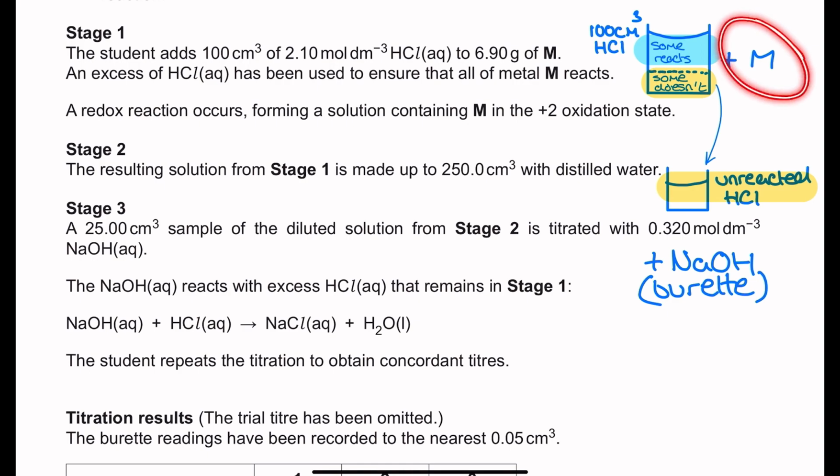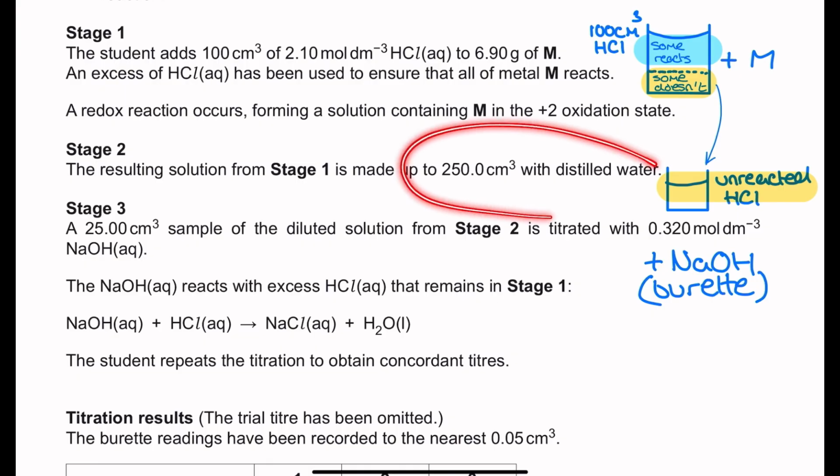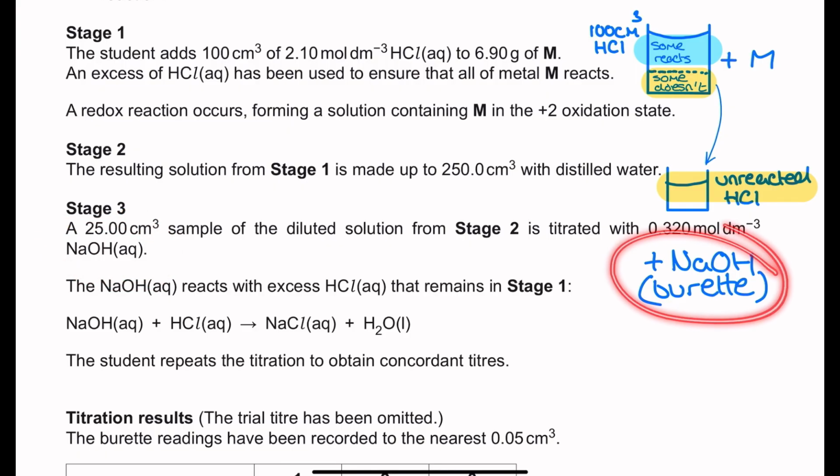We've got 6.9 grams of metal M being added to a 100 centimetre cubed solution of HCl. Not all of the moles of HCl react. What we do then is we take the amount of HCl that didn't react and we dilute it with enough deionized water to make a 250 centimetre cubed solution of HCl in stage 2. Then in stage 3, 25 centimetre cubed samples from that diluted 250 solution are titrated against sodium hydroxide. What we're then going to do is figure out the average titre of the sodium hydroxide.